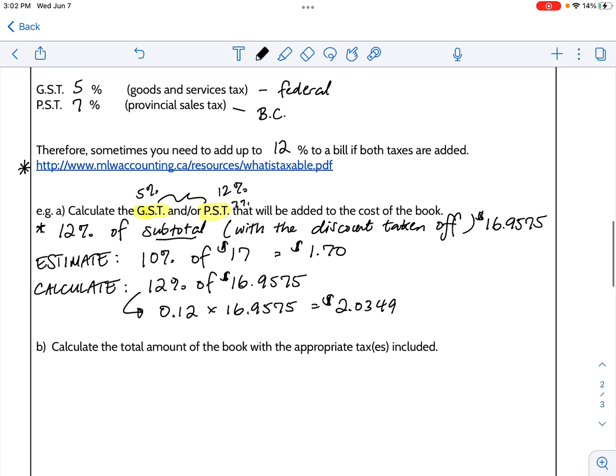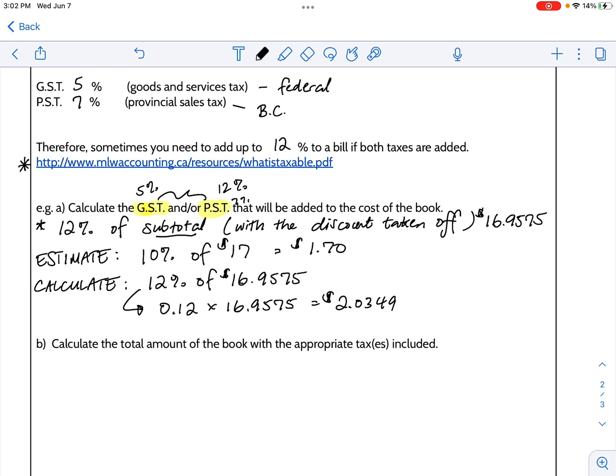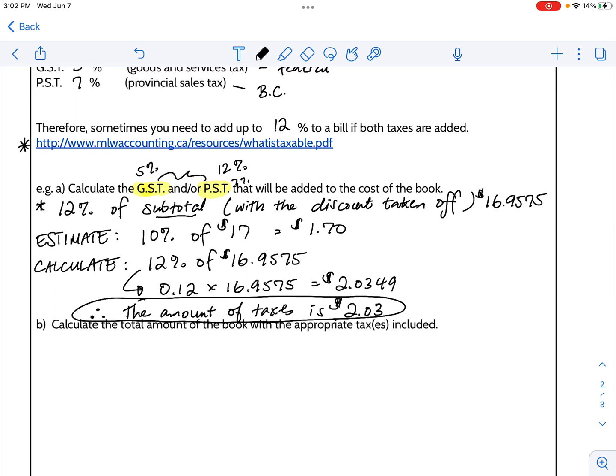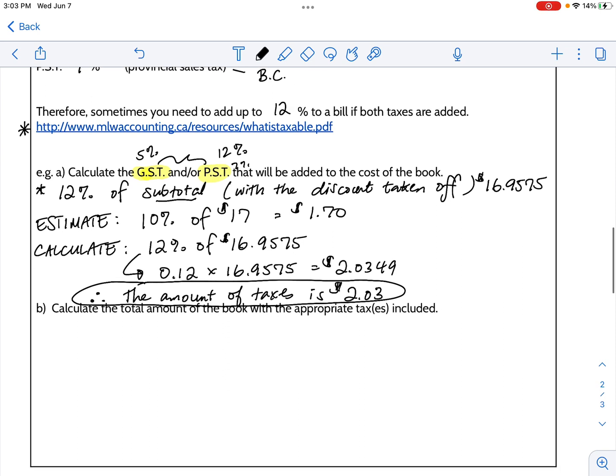Now, because again, you want to address what the amount of tax is, I'm going to take this answer and round it to the nearest hundredth. Therefore, the amount of taxes is $2.03. Because again, I'm rounding it to the nearest hundredth because you want to keep 2 decimal places. Now you're seeing there's a lot of calculations that go into it. When a receipt is given, there's actually a lot of calculations, and it's important you understand how these calculations work.